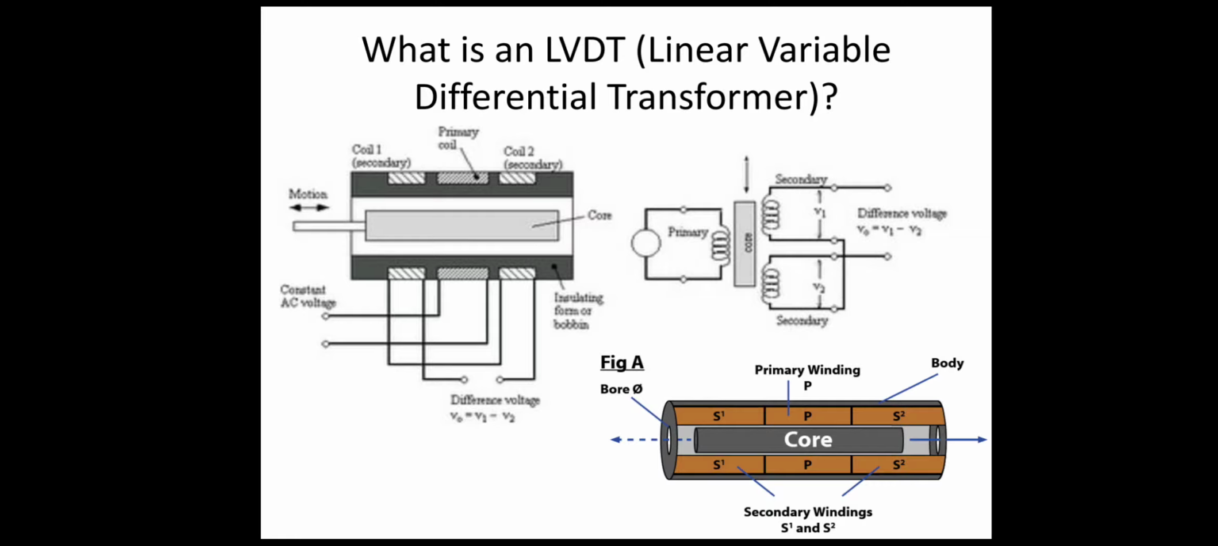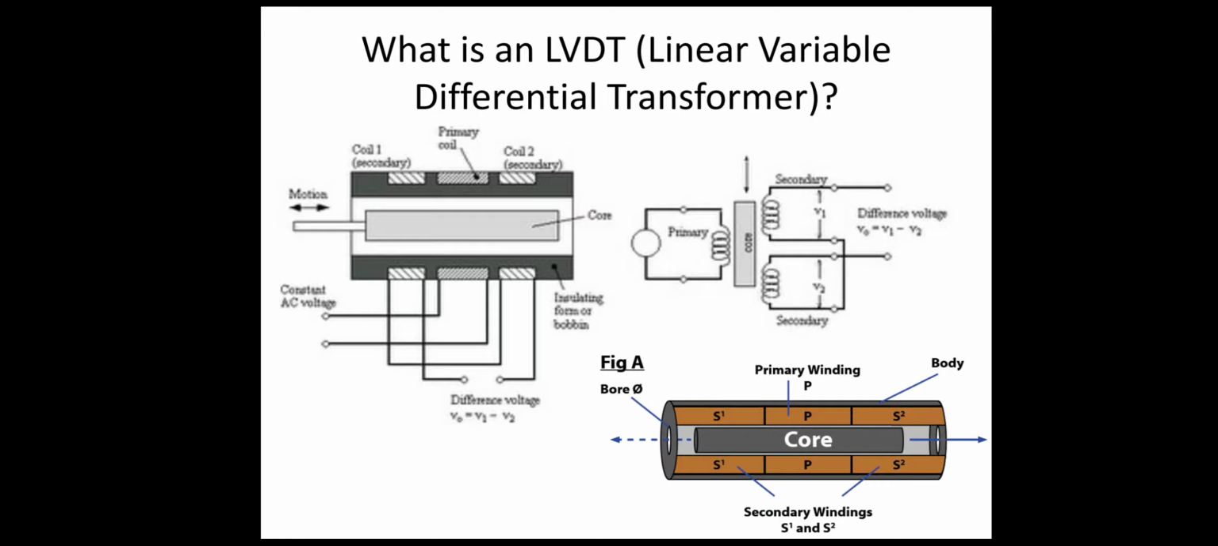The two secondary windings are connected in series opposition, so that the net output voltage is the difference between the two. The primary winding is excited by a 1 to 10 volt RMS AC voltage source. The frequency of the excitation may be anywhere in the range of 50 Hz to 50 kilohertz.